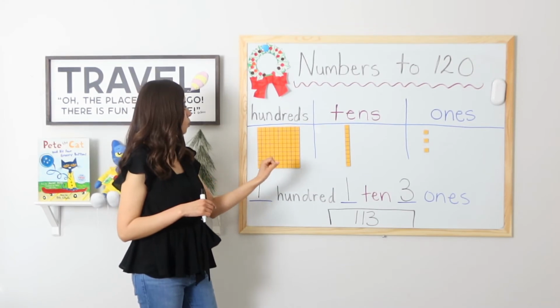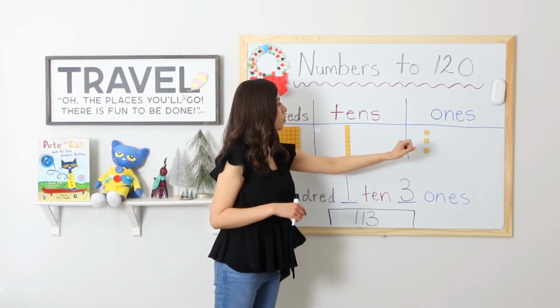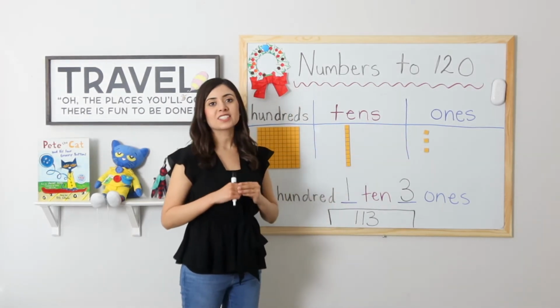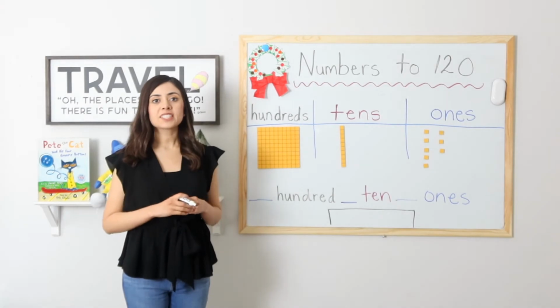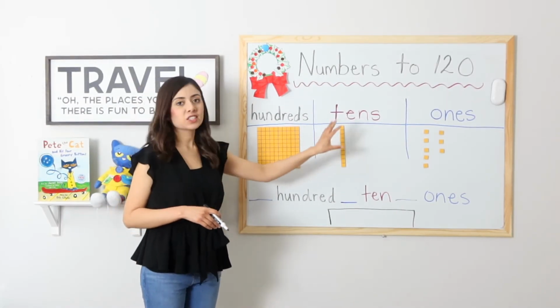100, 110, 111, 112, 113. Yes, very good. Ready for the next example? Let's go ahead and count, starting at our hundreds and so on.